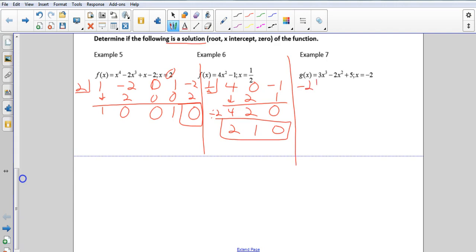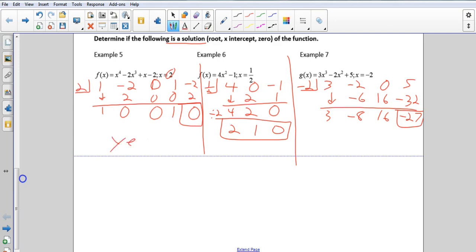Okay, negative 2 in the box. We have our cubic term, we have our squared term, we do not have our x to the first, and there's our constant. Bring our 3 down. 3 times negative 2 is negative 6. Add them together to get negative 8. Multiply by negative 2 to get 16. Add them together and get 16. Multiply by negative 2 and you get negative 32. Add those together, you get negative 27. Since we have a nonzero there, the answer is no. It is not a solution.